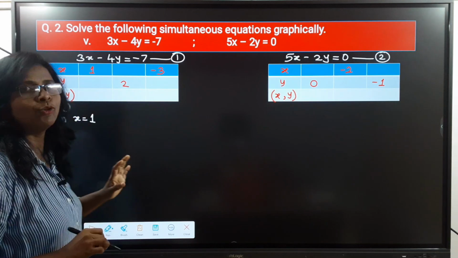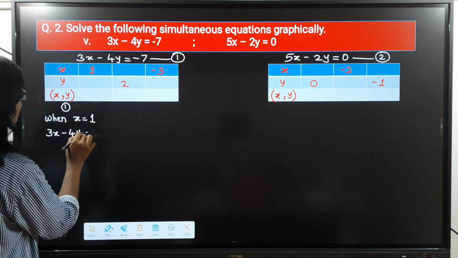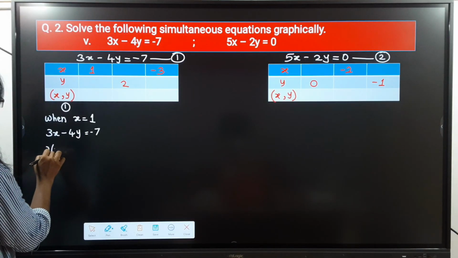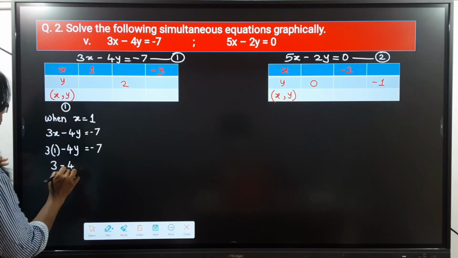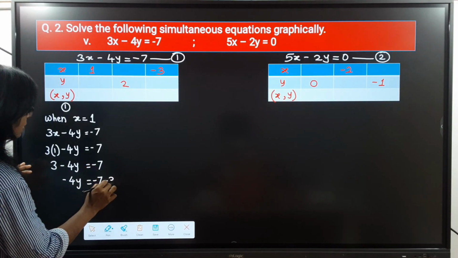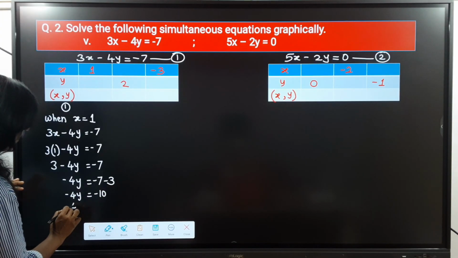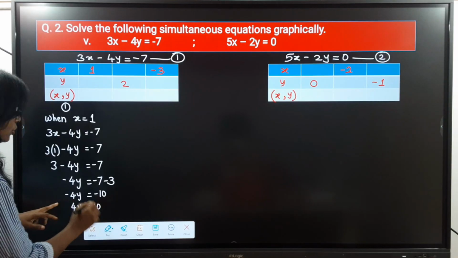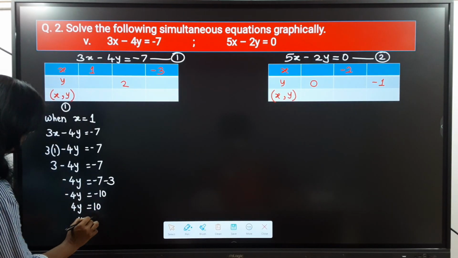We have to find out the value of y here. The equation is 3x minus 4y is equal to minus 7. So here 3 multiplied by 1 minus 4y is equal to minus 7. So 3 minus 4y is equal to minus 7, minus 4y is equal to minus 7 minus 3. So minus 4y is equal to minus 10. Therefore 4y is equal to 10, because on both sides there are minus signs, so we can cancel them out. So y is equal to 10 upon 4.